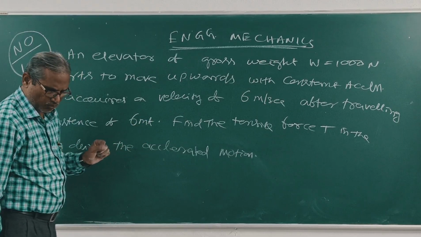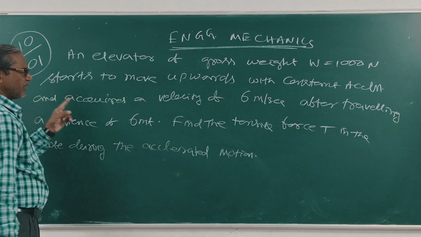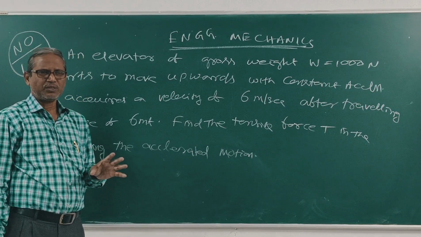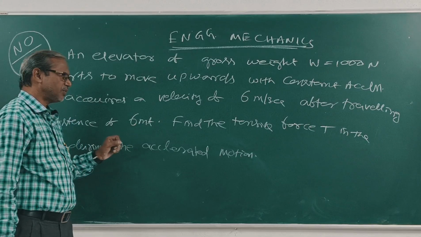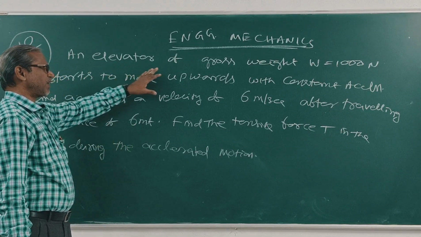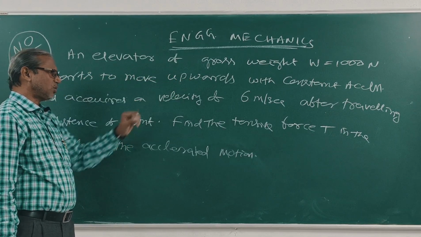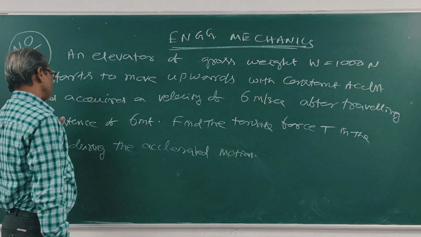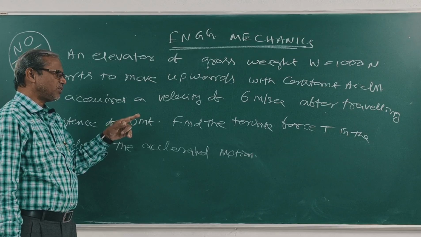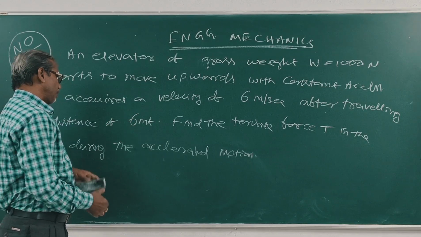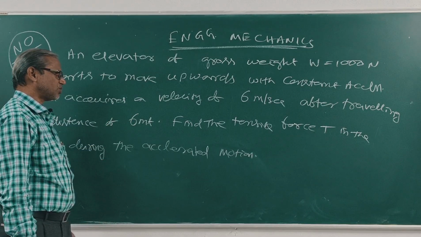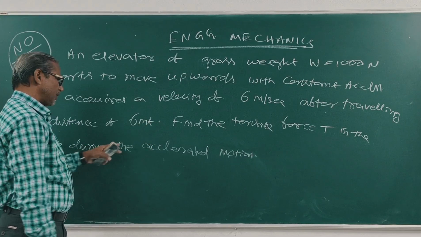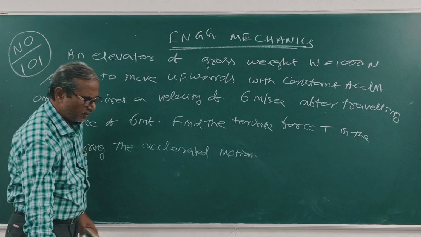This is question number 101. Last class I completed 100 questions. Now this is question 101. The question is: an elevator of gross weight 1000 Newton starts to move upwards with a constant acceleration and acquires a velocity of 6 meter per second after traveling a distance of 6 meters. Find the tensile force T in the cable during the accelerated motion. Right?